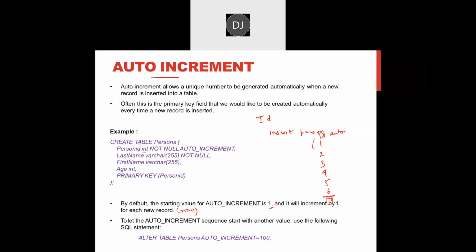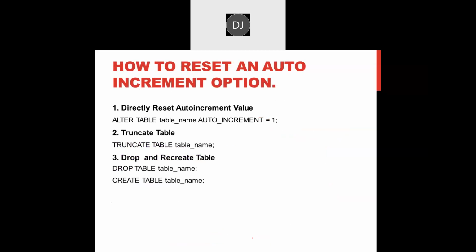Okay, to let the auto increment sequence start with another value, use the following SQL statement. Say for example, if you want to set the auto increment to start from 100 for the particular column, then you have to use this command: alter table persons, persons is the table name, auto increment equal to 100. It will understand which is the field, because we have given the column person ID as auto increment, that it will start from 100. Okay guys, this also we will see. Don't need to get confused now.